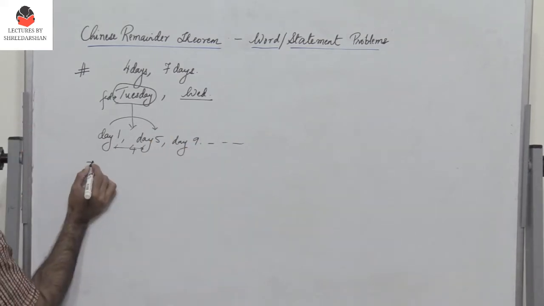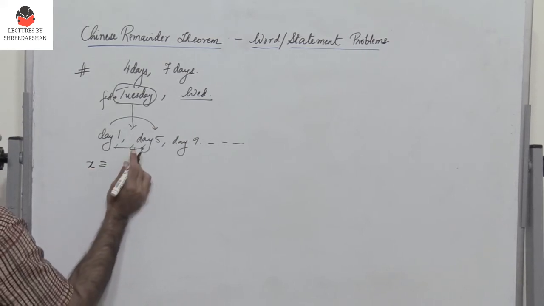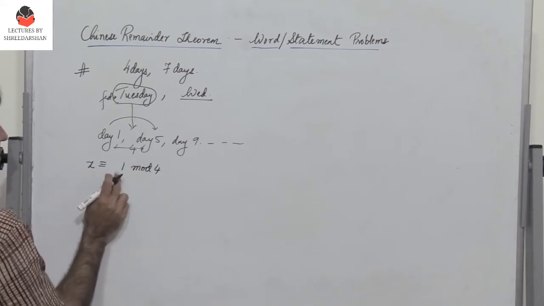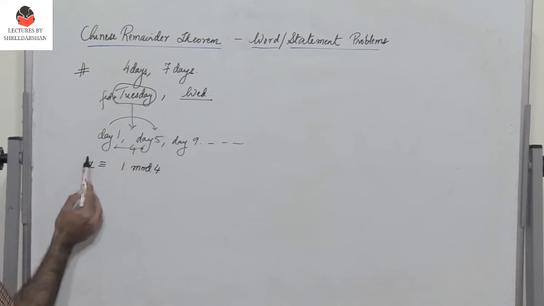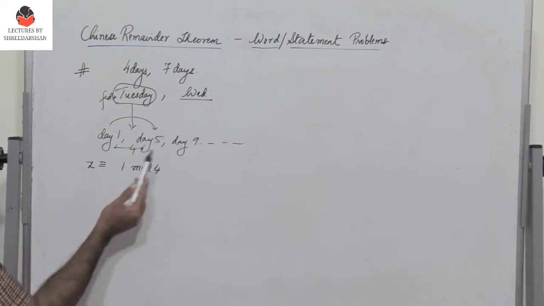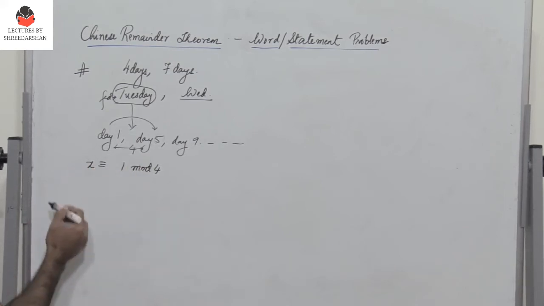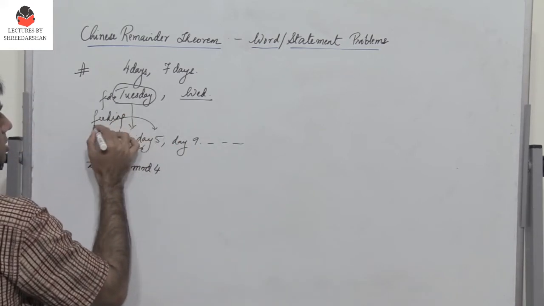I need to find a value of x such that, so we are operating definitely in mod 4. So x is congruent to 1 mod 4. So if x is 5, the 5th day, 5 minus 1 is divisible by 4. If it is day 9, 9 minus 1 is divisible by 4, right? So this is the first equation. So this is as far as feeding the python is concerned.